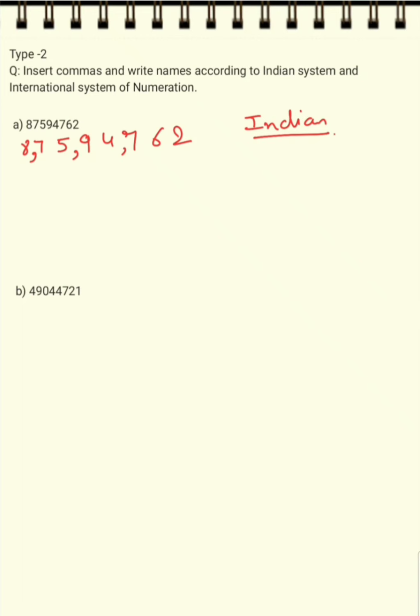First we know what we have to do. We must know the place value chart. So this is ones place, this is tens place, this is 100 place, this is 1000 place, this is 10,000 place, this is lakh, this is 10 lakh, this is crore. So how can we write this number? This is 8 crore 75 lakh 94,700 62.